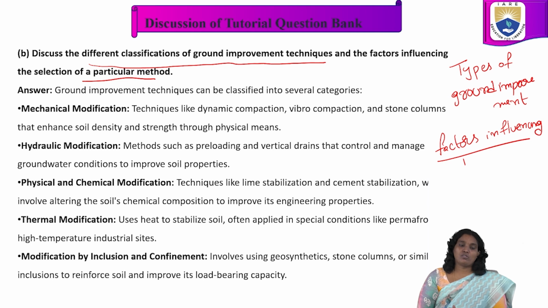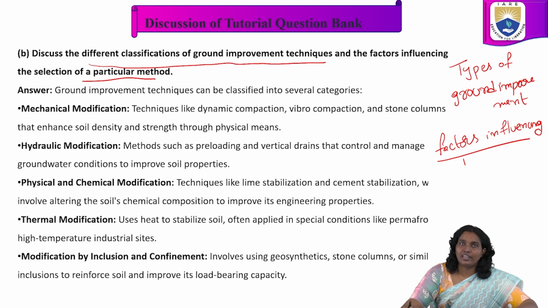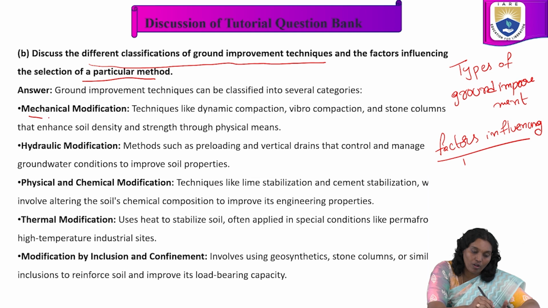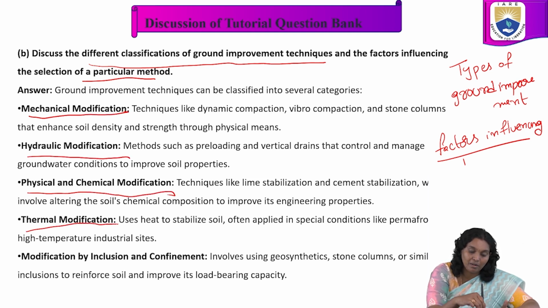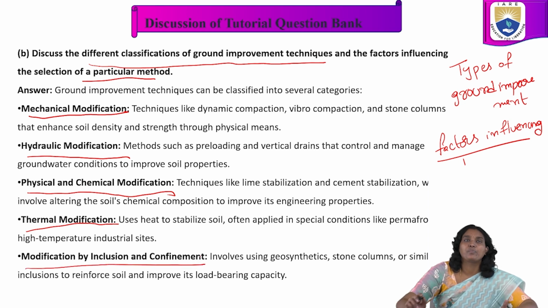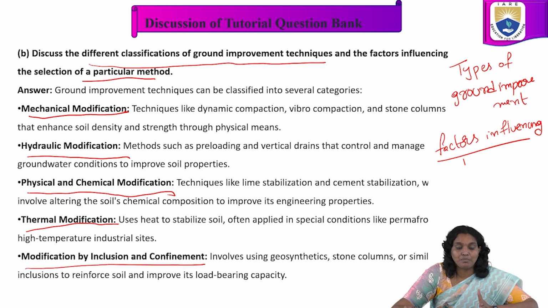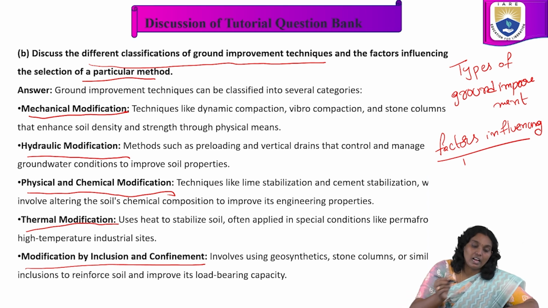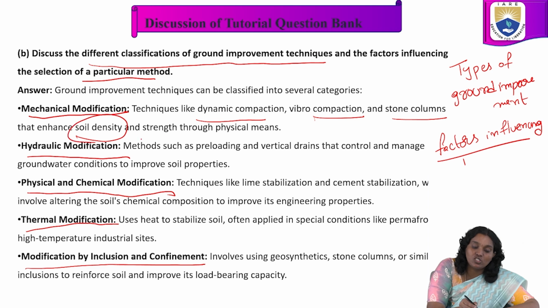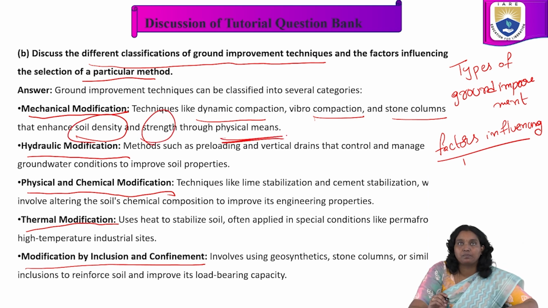So here, first we have to discuss the classification of ground improvement techniques. As per the condition, we are going to categorize the ground improvement techniques. Those are mechanical modification, hydraulic modification, physical and chemical modification, thermal modification, modification by inclusion and confinement. These are the various types of modification. Mechanical modification comes under techniques like dynamic compaction, vibro compaction, and stone columns, which enhance the soil density and strength through physical means.